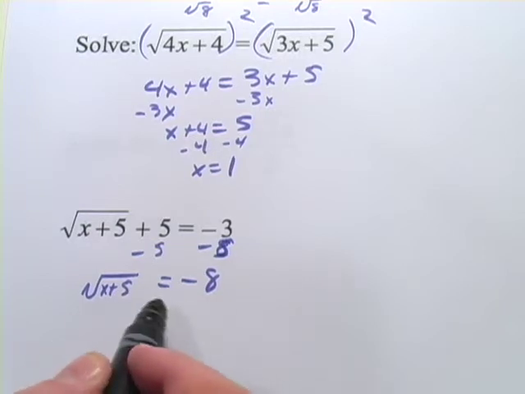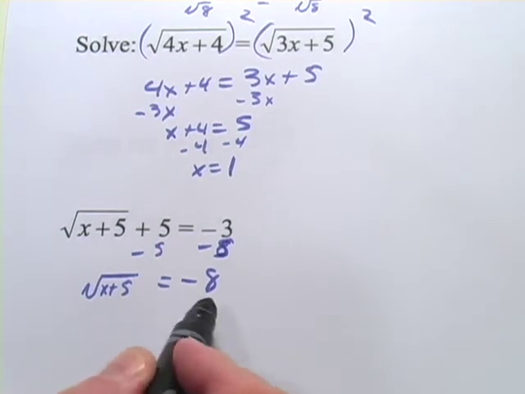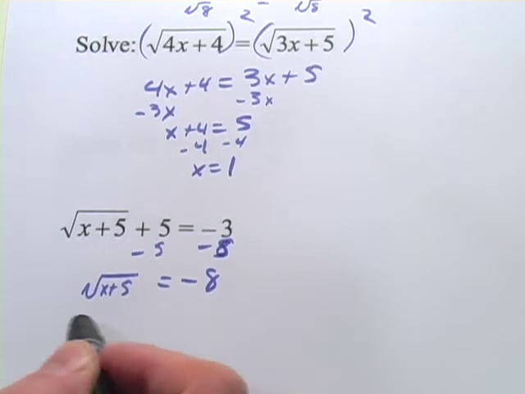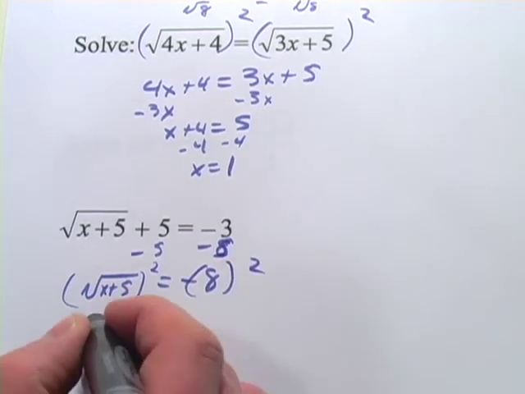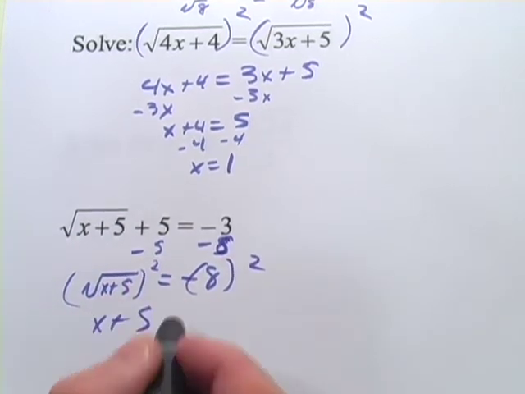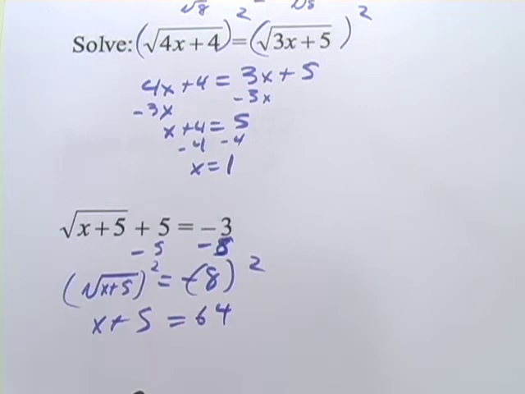But let me show you what happens if we just go forward with this. If we didn't pay attention to this negative sign over here, if we just squared both sides, we would get x plus 5 over here and 64 over here, and then we'd subtract 5, and we would get 59. X is 59, which looks like a reasonable solution.